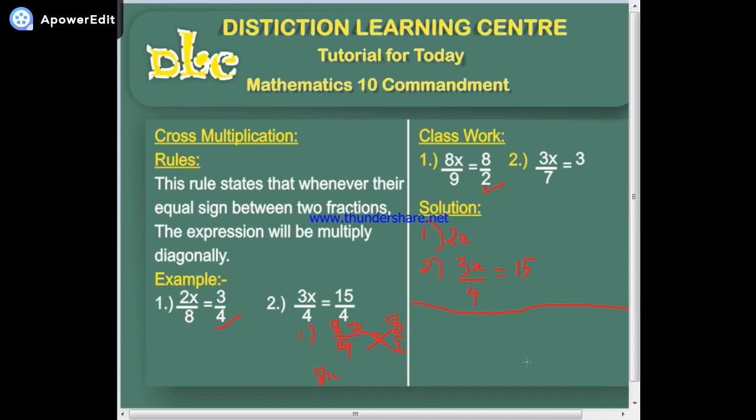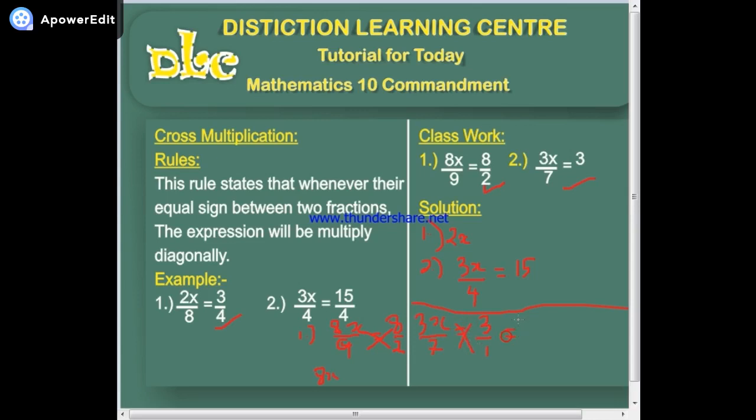Now the next question is question 2. We say that 3x over 7 equal to 3 over 1. So you just add over 1 to it to make it a fraction, and there is an equal sign in between two fractions. So that means we are going to cross multiply.